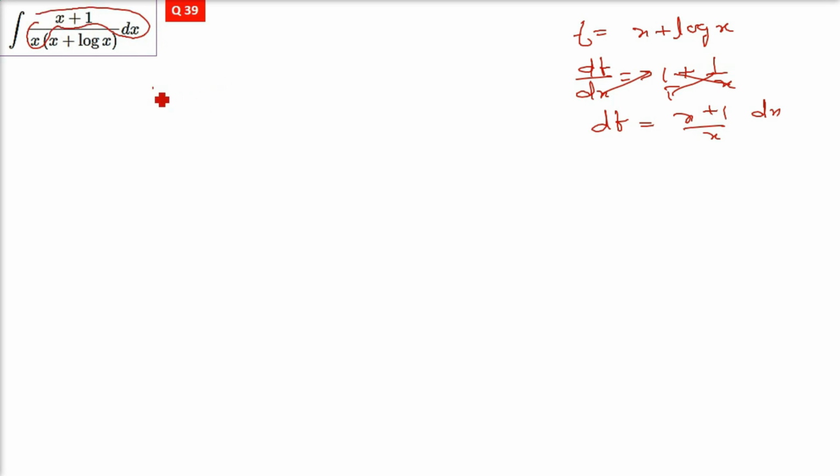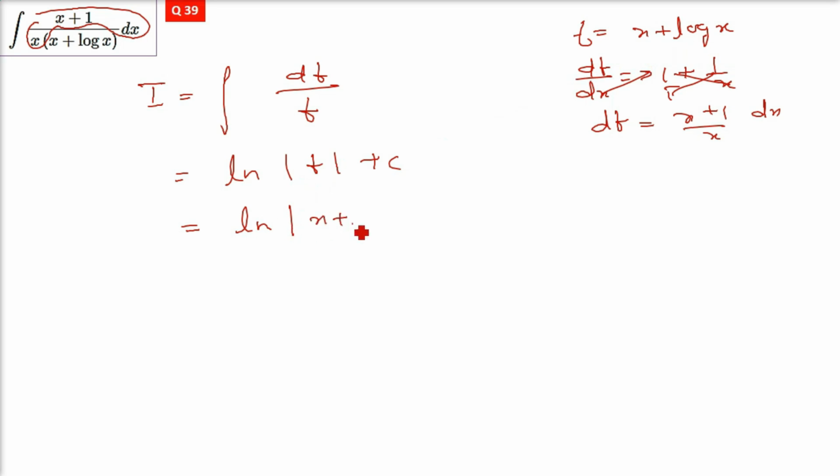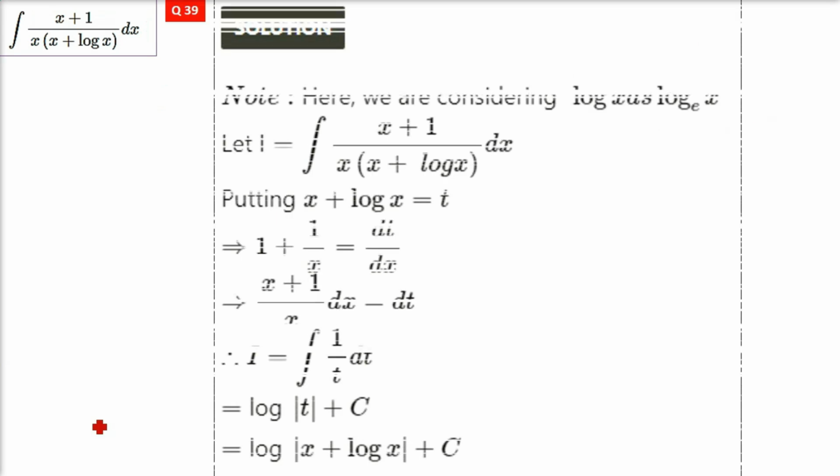Now let us take this. This integral will be integration of, this is dt, then we have t. So the integration will be ln modulus of t plus constant of integration. And this ln modulus t, what was t? It was x plus log x, plus constant of integration. This is your answer. Okay, this is the solution I was talking about.